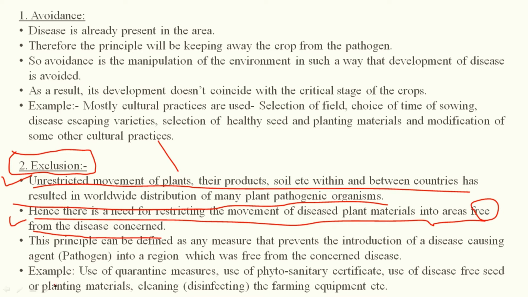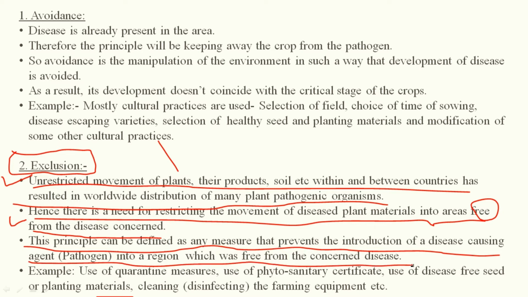So what does the principle say? This principle can be defined as any kind of measure that prevents the introduction of a disease causing agent, the pathogen, into a region which was free from the concerned disease. Same thing. So what does the principle say? We have to take some measures, some strategy, to prevent the accidental introduction of those diseases into an area which was previously known to be pathogen free.